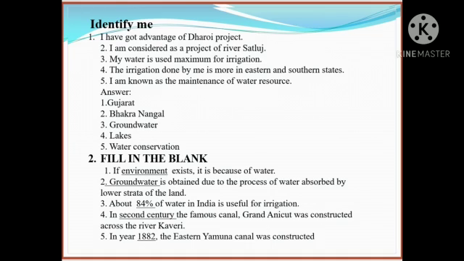Now with this we complete Chapter 11, India Water Resources.